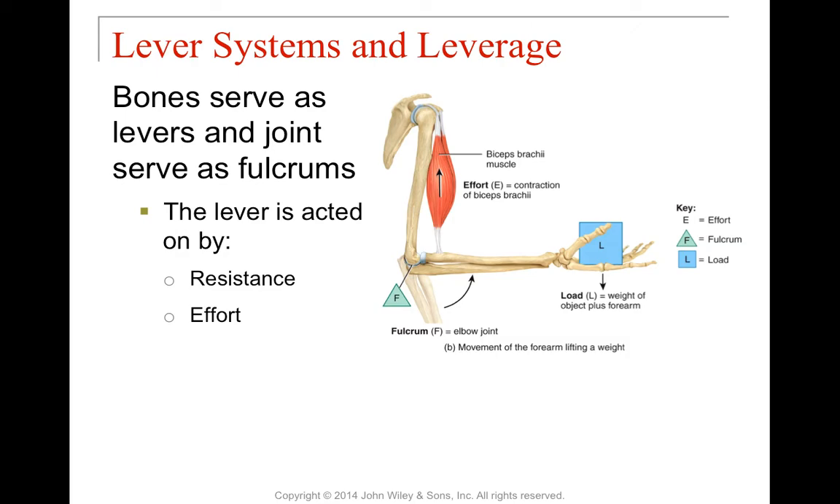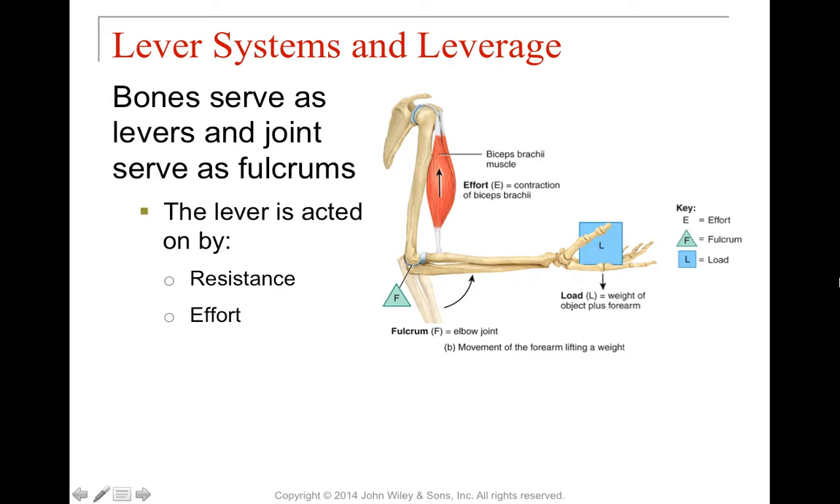Bones serve as what's called a lever, and if you're not familiar with levers and fulcrums, let's talk about this for a second. The joint, or whichever region is moving, where two bones articulate, is going to serve as the fulcrum. The lever is going to be the bone itself, and then we have two different things that can act on the lever: resistance or effort, working against or alongside each other.